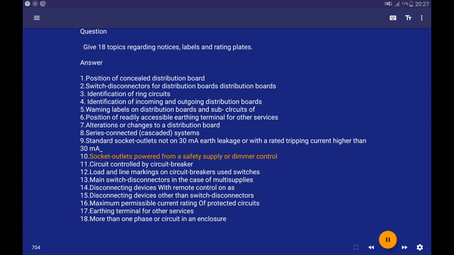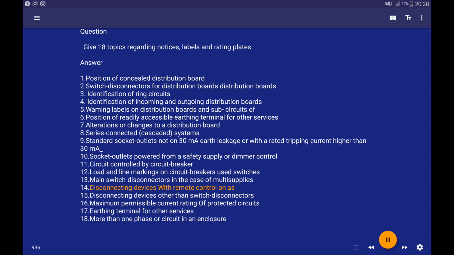10. Socket outlets powered from a safety supply or dimmer control. 11. Circuit controlled by circuit breaker. 12. Load and line markings on circuit breakers used as switches. 13. Main switch disconnectors in the case of multi-supplies.